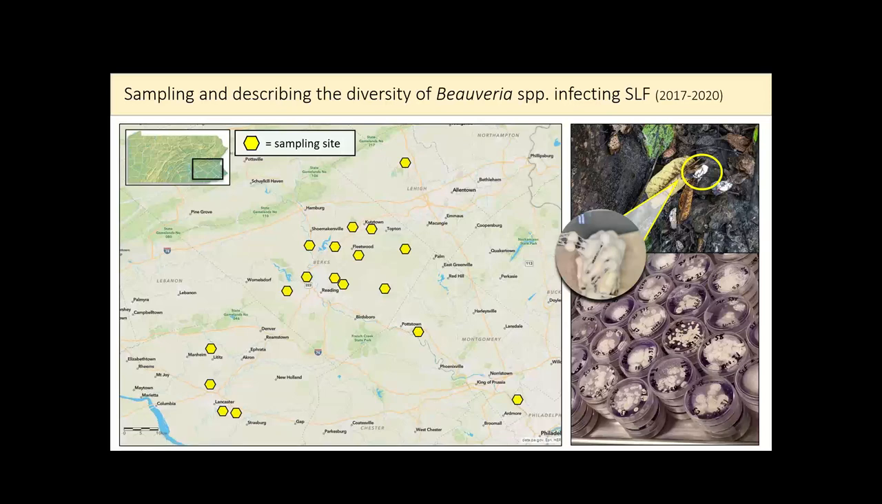Every one of these hexagons is a site that we've sampled. We also got help from people at Penn State, USDA, and other labs who sent in samples. Basically, we go out, get as much Beauveria as we can, culture it in the lab, and do some molecular work to identify it.